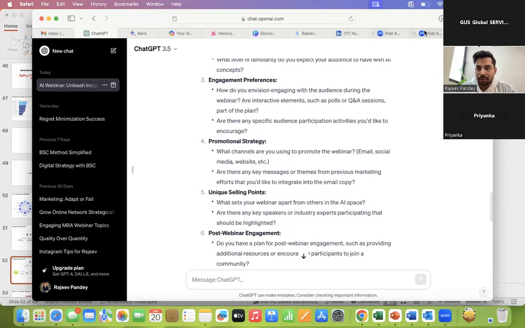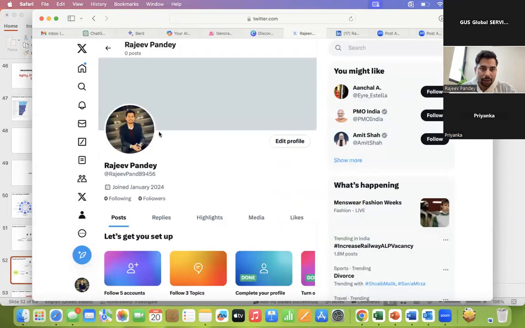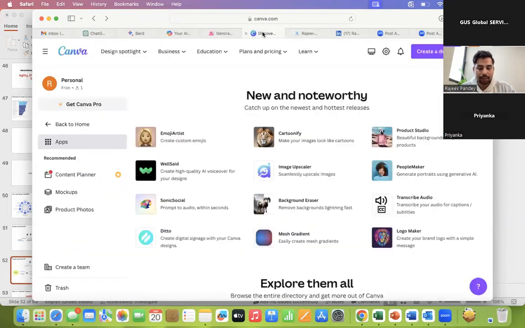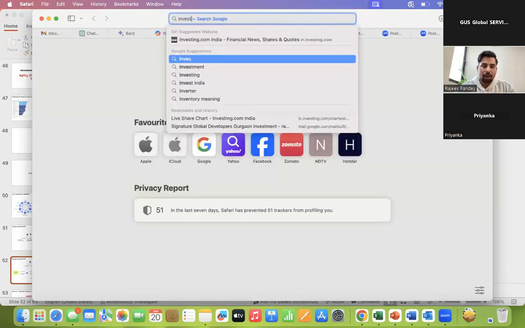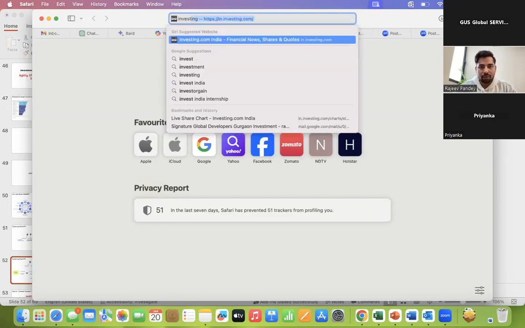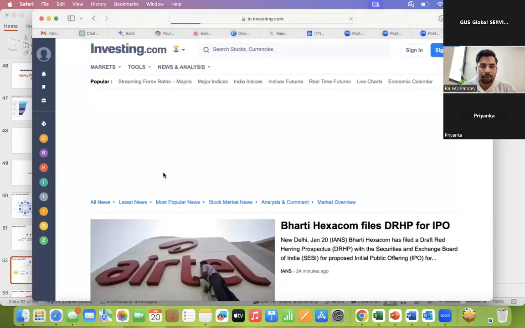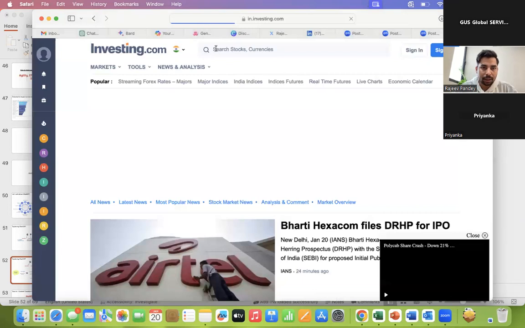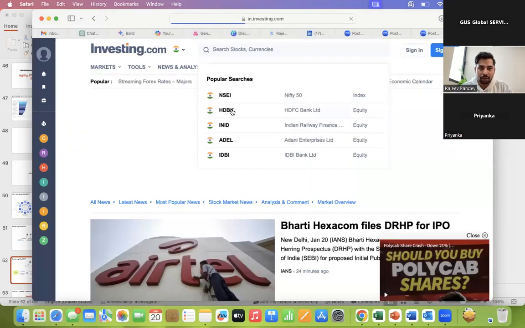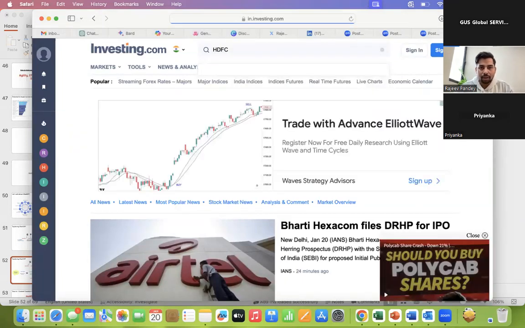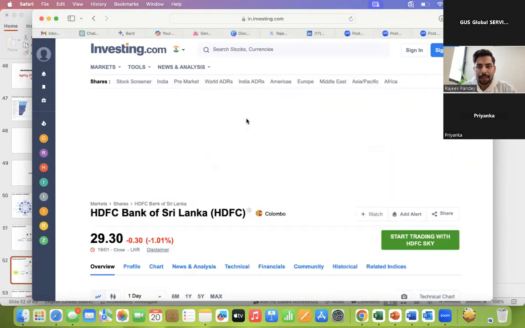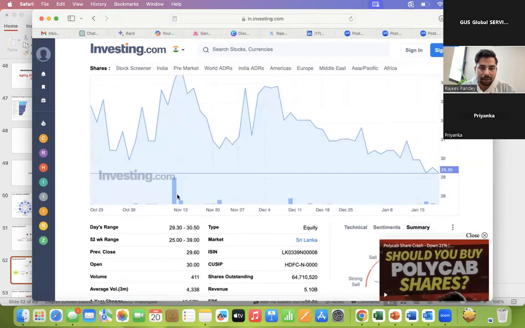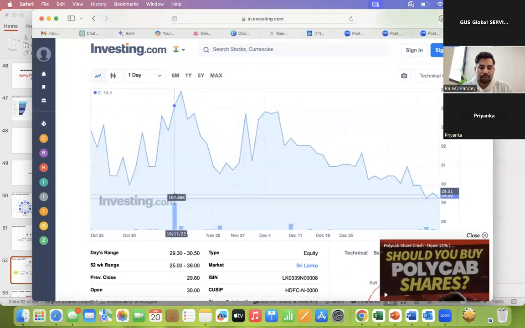Similarly, let me give you one more example of how we can quickly use AI. Let's use a tool called investing.com, which we generally use to do research on companies. Let's say I search stocks, and I'm searching for HDFC stock. This is generally a complex use that we do. Now you see a big chart in front of you.